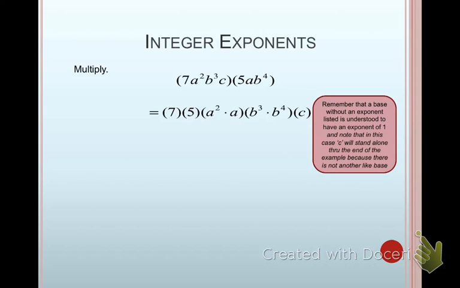And if we were to simplify this, we would end up with 35 a cubed. Remember that that a technically has an exponent of 1, and 2 plus 1 would give me a 3. b to the 7th, 3 plus 4 gives me 7, and my c just stays a c.